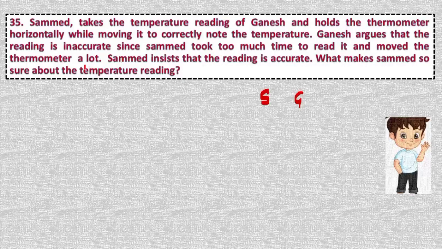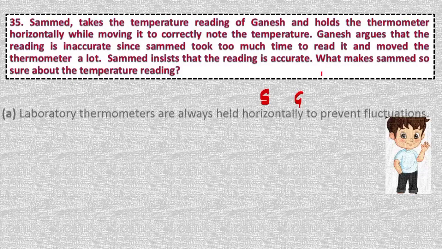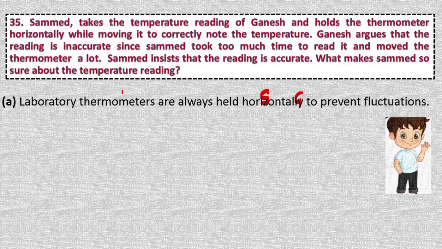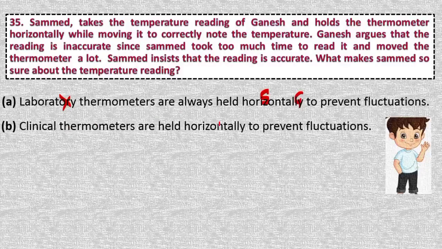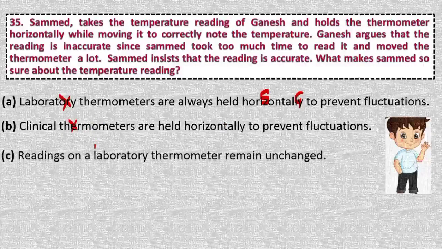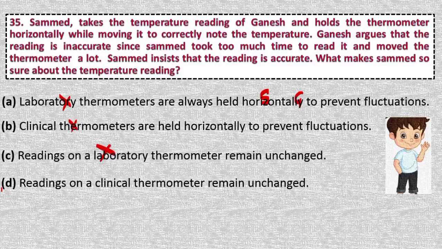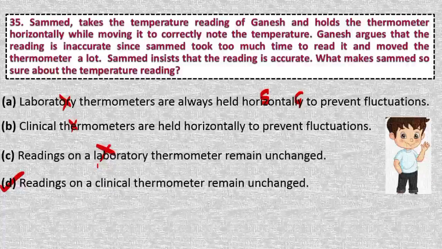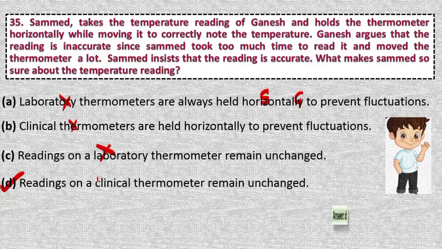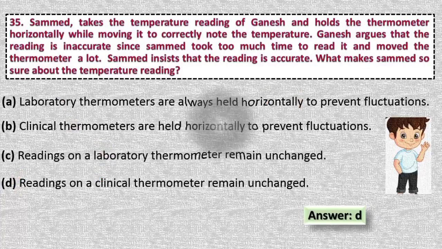What makes Samed sure about the temperature reading of his thermometer is that in the clinical thermometer there is a kink, and that kink does not allow the mercury level to fall on its own. The first option, laboratory thermometer, is obviously incorrect. Clinical thermometers are held horizontally to prevent fluctuations is also a wrong statement. Reading on a laboratory thermometer remains unchanged is again an incorrect statement. Reading on a clinical thermometer remains unchanged because they use a kink in it to prevent the mercury from falling on its own. The correct answer is option D for this question.